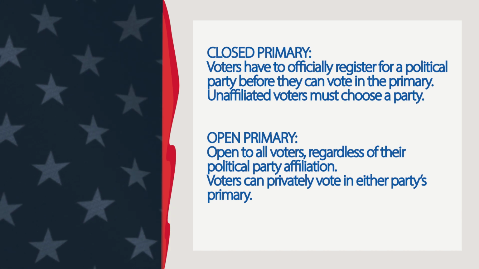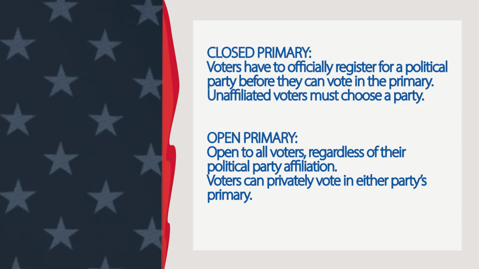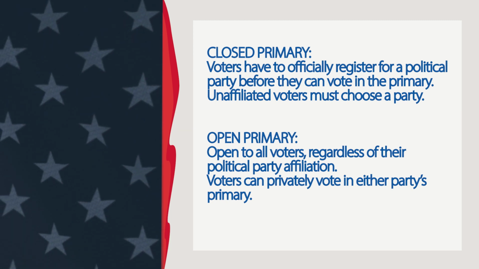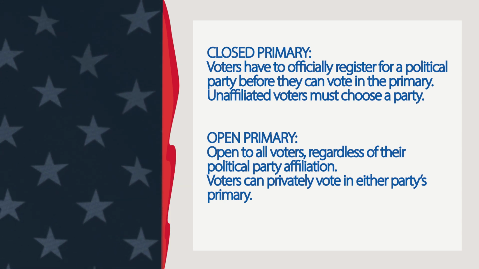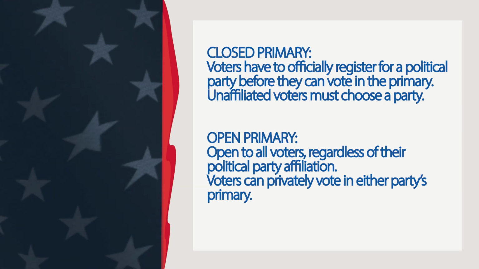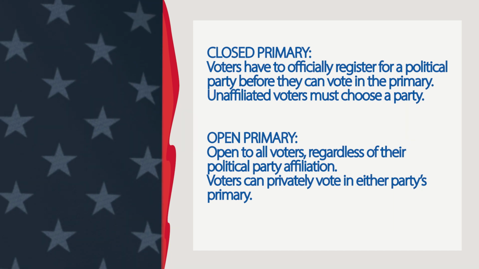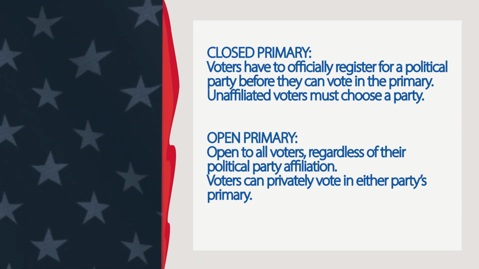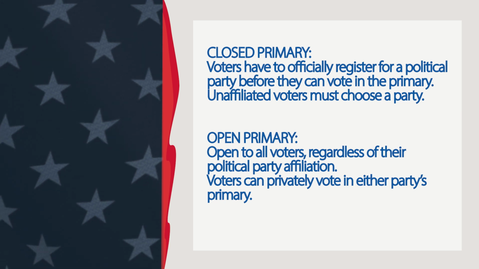In the US, there are technically two main types of primaries: open primaries and closed primaries. In a closed primary, only registered party members are able to vote in their own party's primary. For example, a voter registered as a Democrat can vote only in the Democratic primary, and a Republican can only vote in a Republican primary. Whereas in an open primary, anyone can cast a ballot without declaring party affiliation.